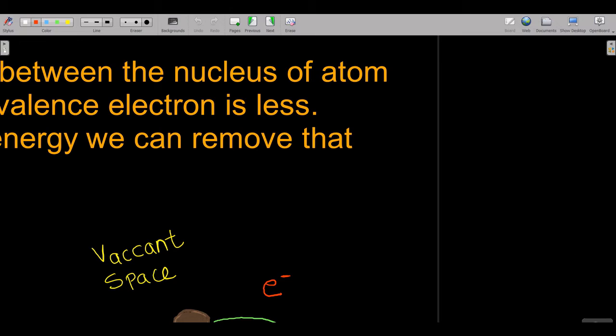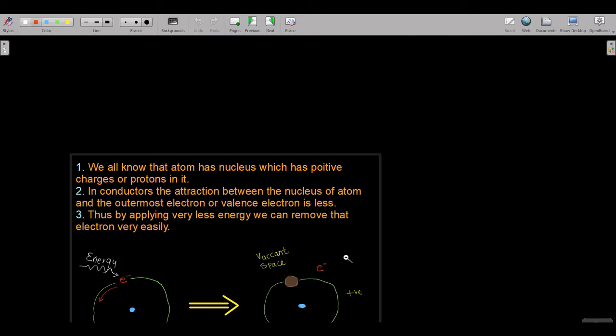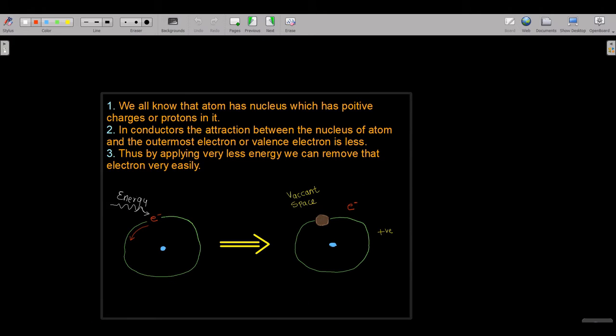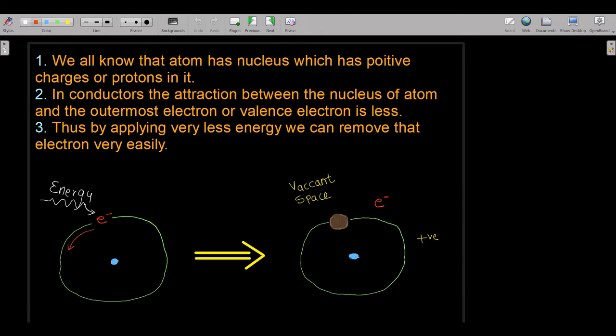Okay, so now we will see the reason for it. But before seeing the reason, I would like to explain some basic things. We all know that in a conductor there are n number of atoms. We also know that an atom has a nucleus which has positive charges, or protons, in it.